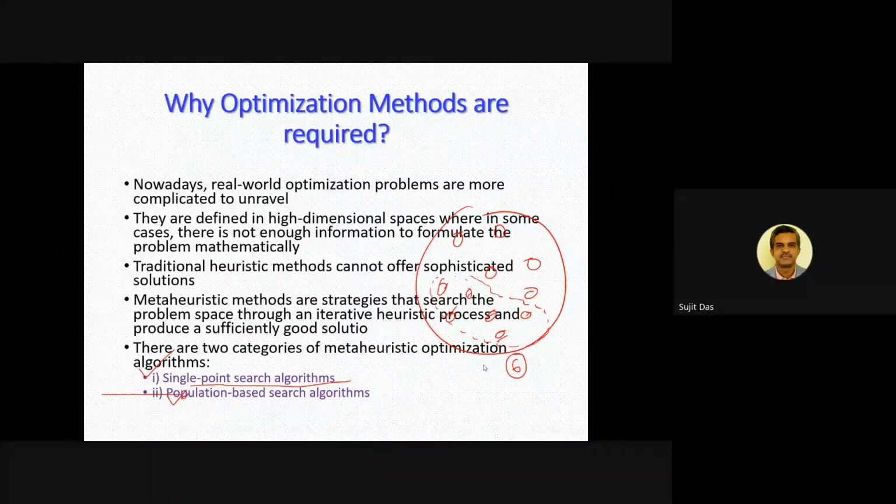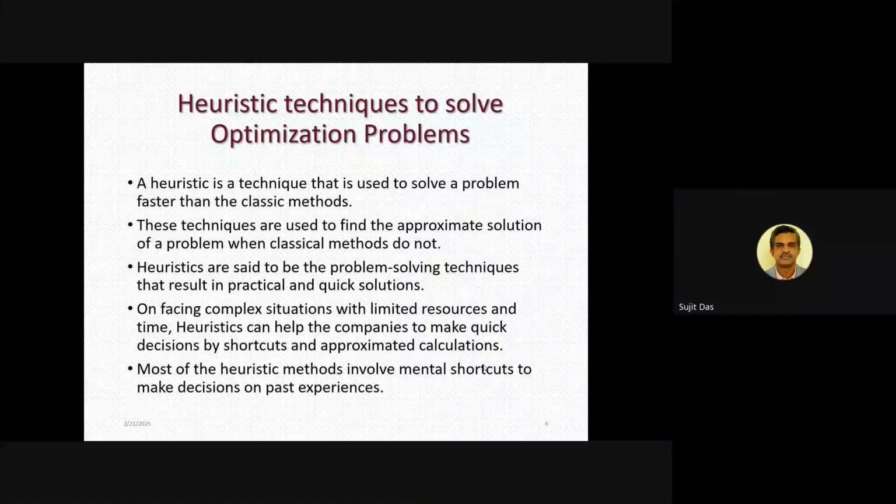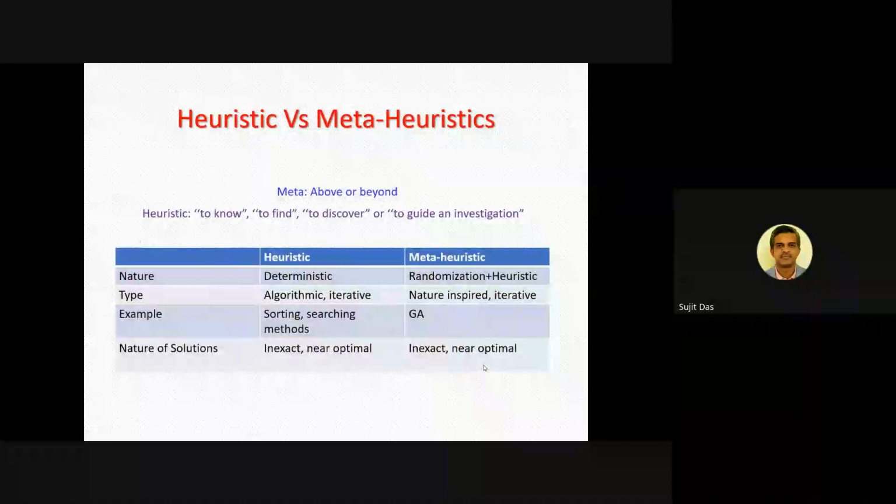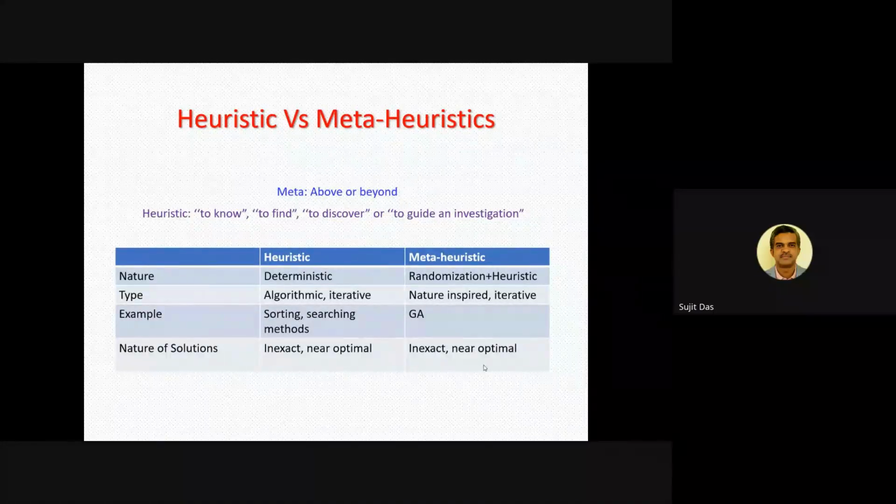Now, whatever I am trying to convey, actually for optimization techniques, two approaches are there to deal with them. One is the heuristic-based approach, and the second one is the meta-heuristic-based approach. Some important differences are also there between heuristics and meta-heuristics. These are two processes to deal with optimization related problems.